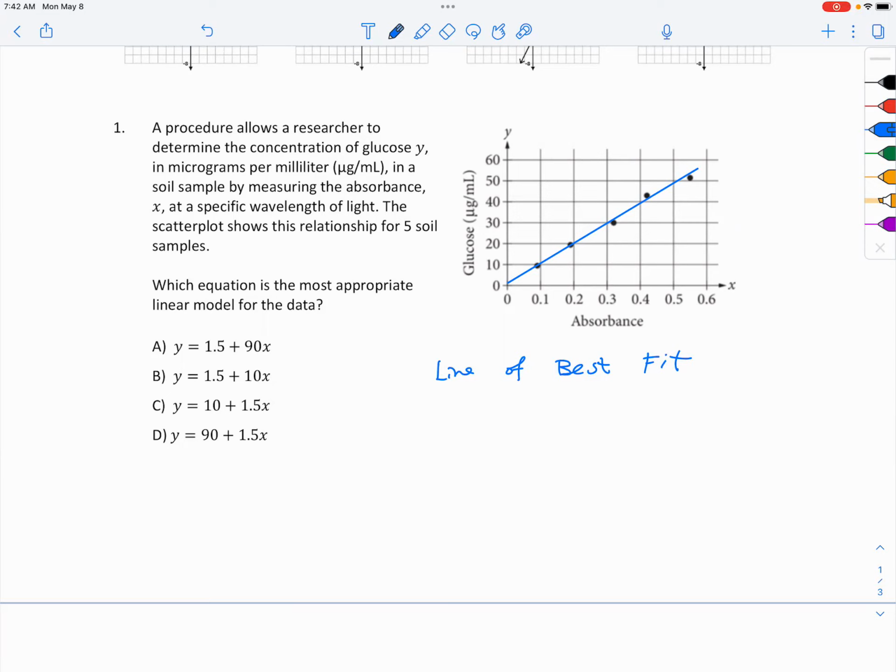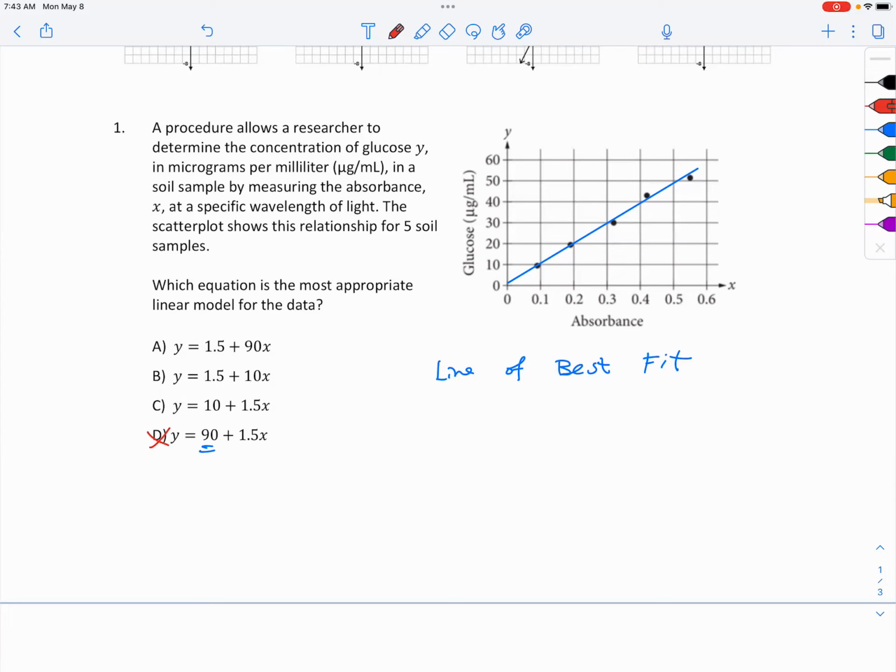So now my question is this. Number one, which one is the nonsense choice? Because? Yeah, the y-intercept of 90, we are touching almost the origin. How can there be a y-intercept of 90? That is nonsense. That is just total nonsense.